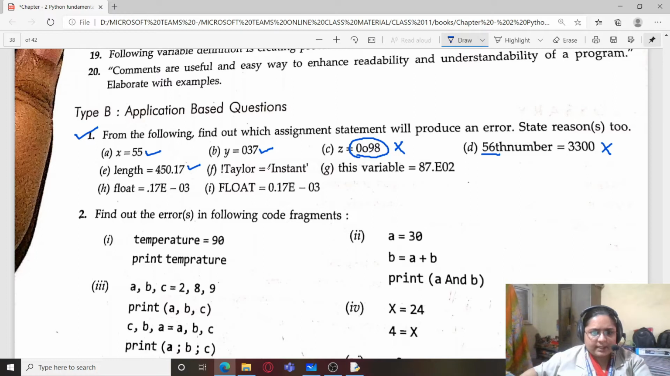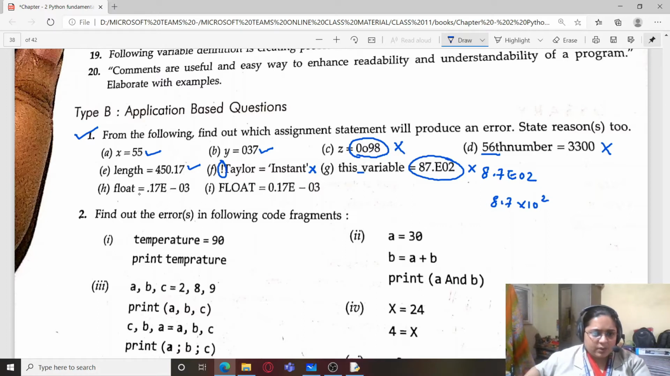Next is not!Taylor = instant. So this exclamation mark has been provided. You already know that for naming your variables you cannot use exclamation marks or any other special symbol. So this will give an error. In the next variable there is a white space in between, so again this would be a problem. And moreover, you cannot write 87.E02; you can write it as 8.7E02, which means 8.7 into 10 raised to the power 2. And in this variable you can just provide an underscore.